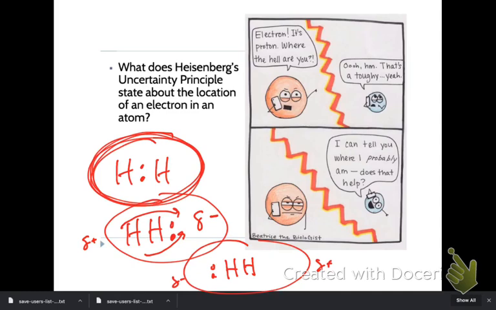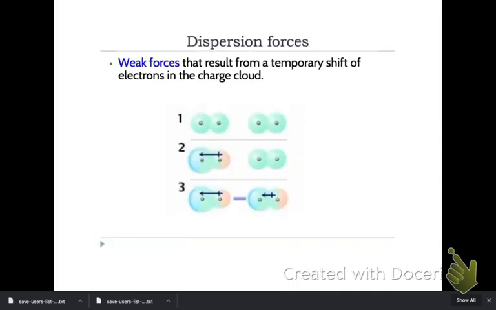It's kind of like having a tug of war with an equally matched partner. You can pull and pull in equal and opposite directions, and that rope is not going to move. Same thing with those electrons. So when we get that temporary shift here at number 2, this molecule has both those electrons on one side for just an instant, and this molecule on the right has its electrons shared equally.